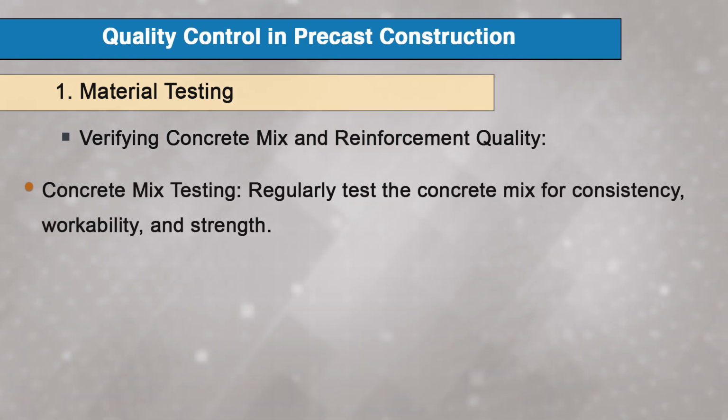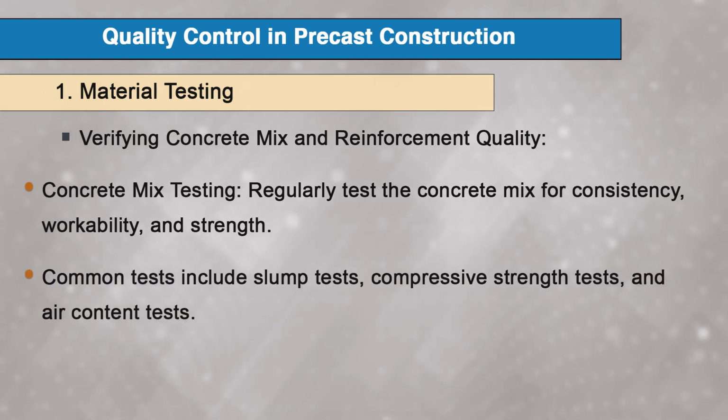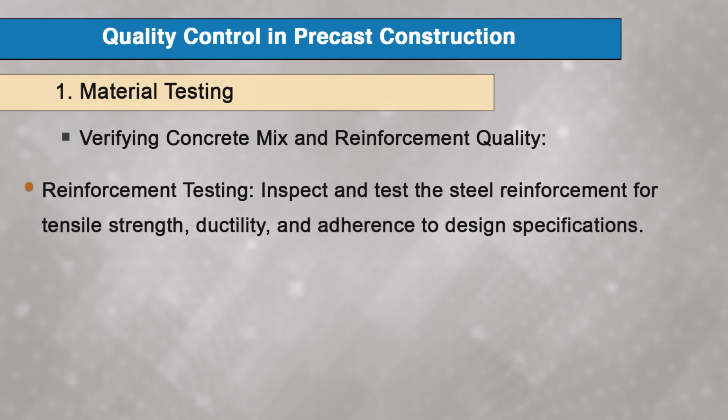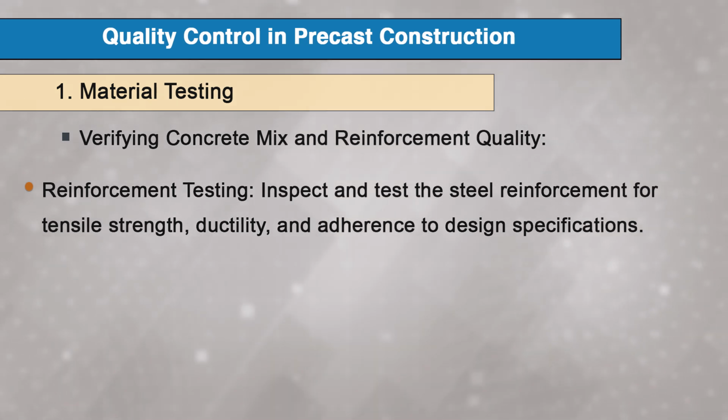Concrete mix testing, that is regularly testing the concrete mix for consistency, workability and strength. Common tests include the slump test, compressive strength test and air content test. And if we talk about the reinforcement testing, inspect and test the steel reinforcement for tensile strength, ductility and adherence to design specification. For example, before casting precast beams, the concrete mix is tested to ensure it will achieve the desired compressive strength, and the reinforcement is checked for proper placement and quality.